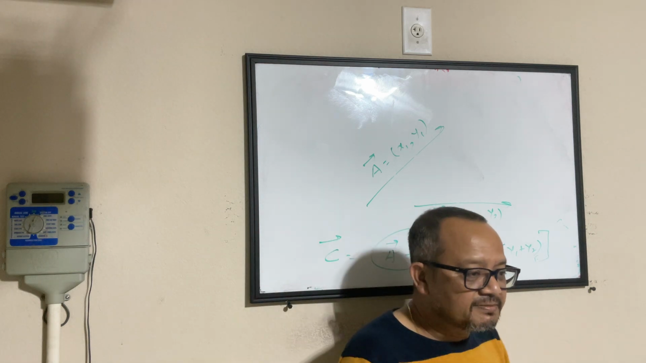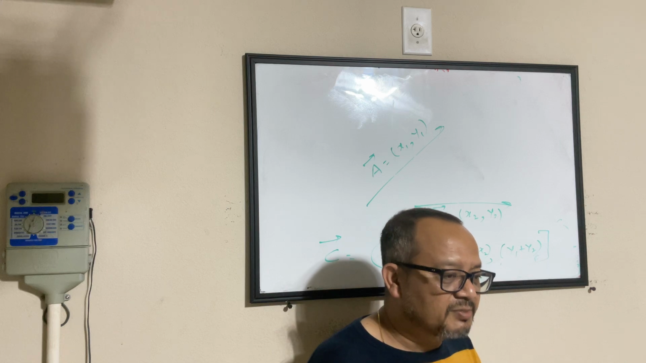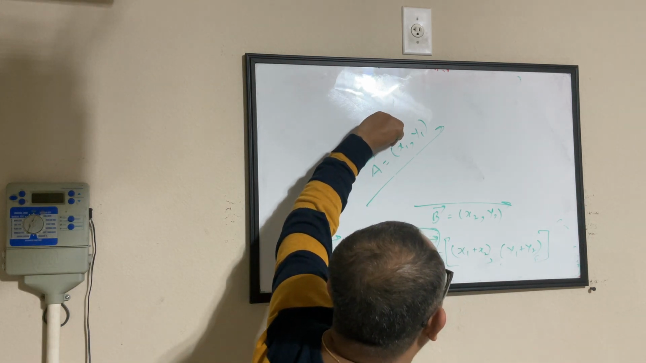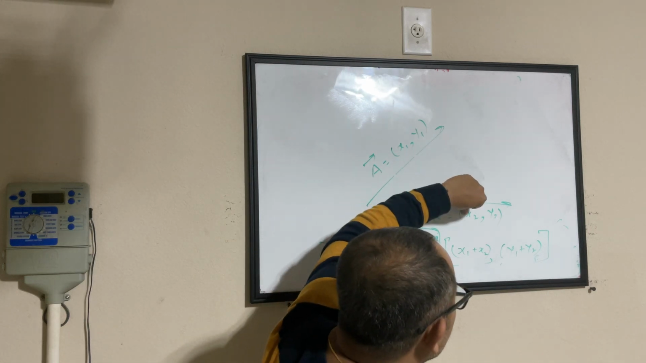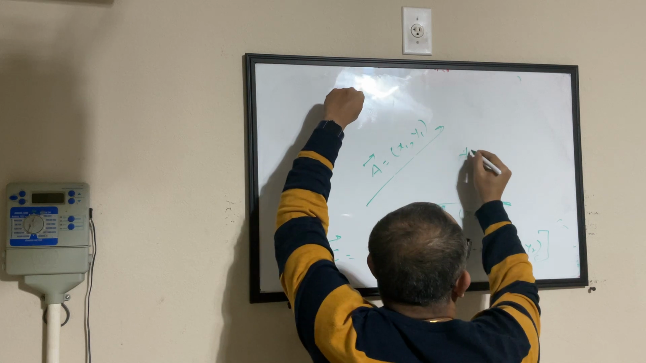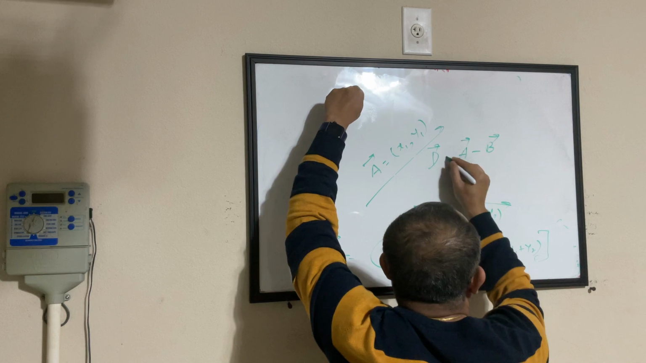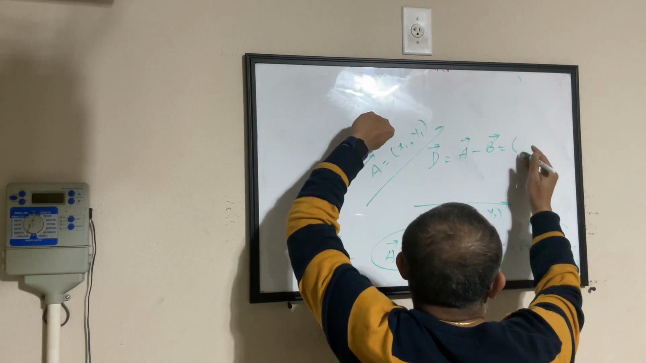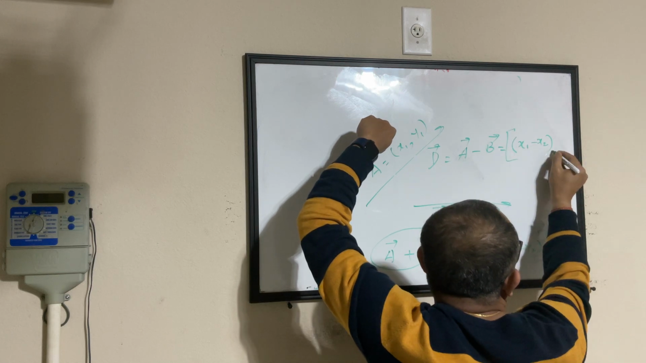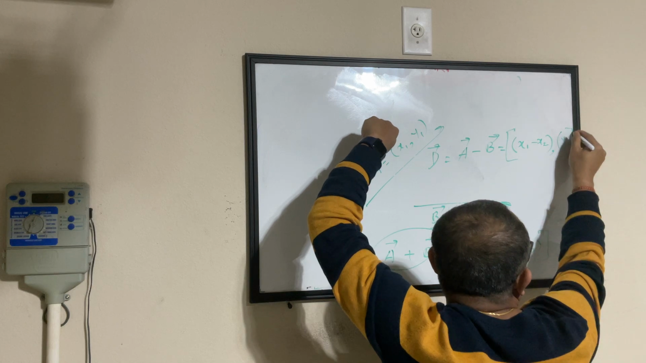Same thing applies if I try subtracting it. If I say A minus B, what would it mean? It would mean x component of A minus x component of B. So A minus B, if A minus B becomes a vector D, that would be equal to x component of A minus x component of B, comma y component of A minus y component of B.